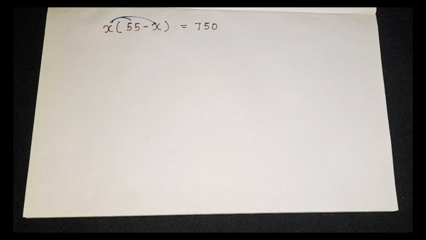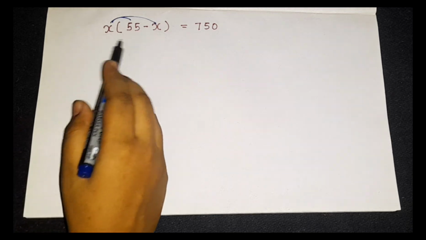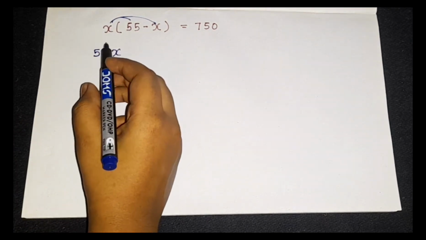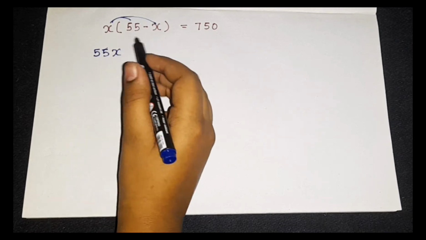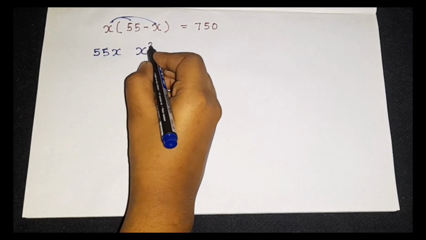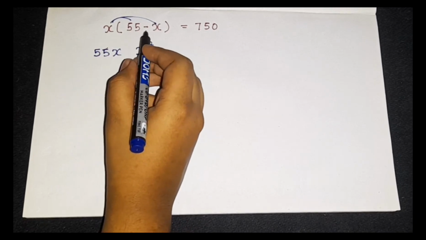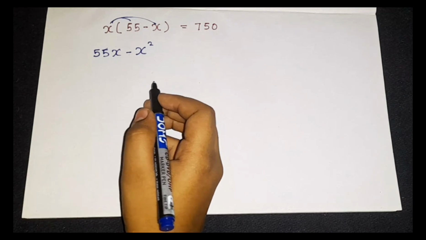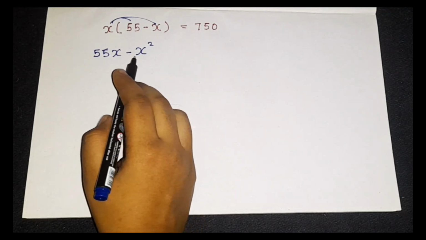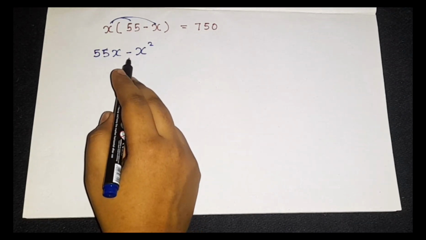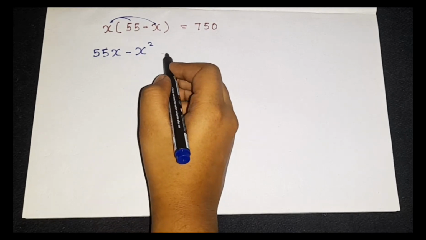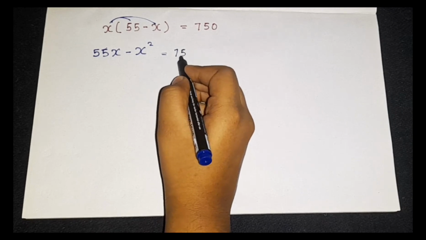Okay, so first of all let us multiply x into 55. So x into 55 is 55x. Alright, so x into x is x square, and plus into minus is minus, am I right? So it is minus x square. We just multiply the signs too since it is in the bracket, okay, and then it is equal to 750.